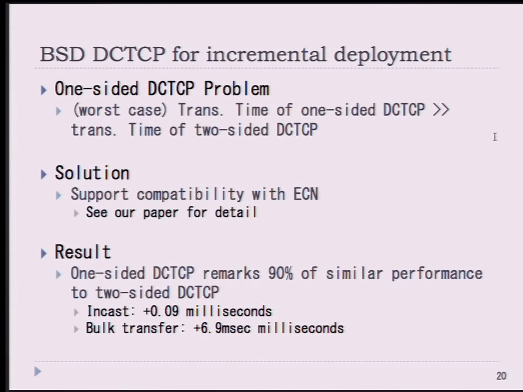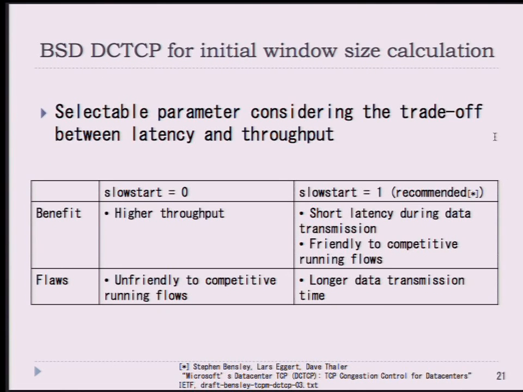By supporting compatibility with ECN, BSD DCTCP achieves 90% of the performance of two-sided DCTCP. So we minimize the performance penalty compared to the original DCTCP. Another feature of BSD DCTCP is initial window size calculation. For initial window size calculation, there is a trade-off between latency and throughput. In FreeBSD DCTCP, you can choose either of them by setting a parameter.